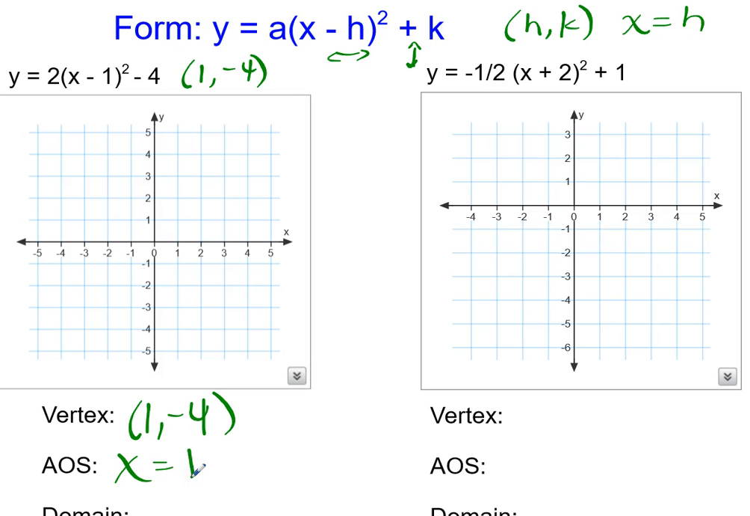So we're going to go over 1 and down 4 for our vertex, and then we've got our axis of symmetry right through the middle of that. This one has a vertical stretch by a factor of 2, so we're going to go over 1 and up 2, and over 2 and up 8, just like in the last graph that we did.